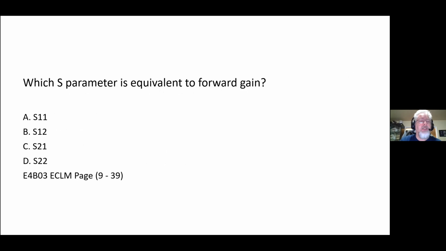Which S parameter is equivalent to forward gain? A, S11, B, S12, C, S21, or D, S22?